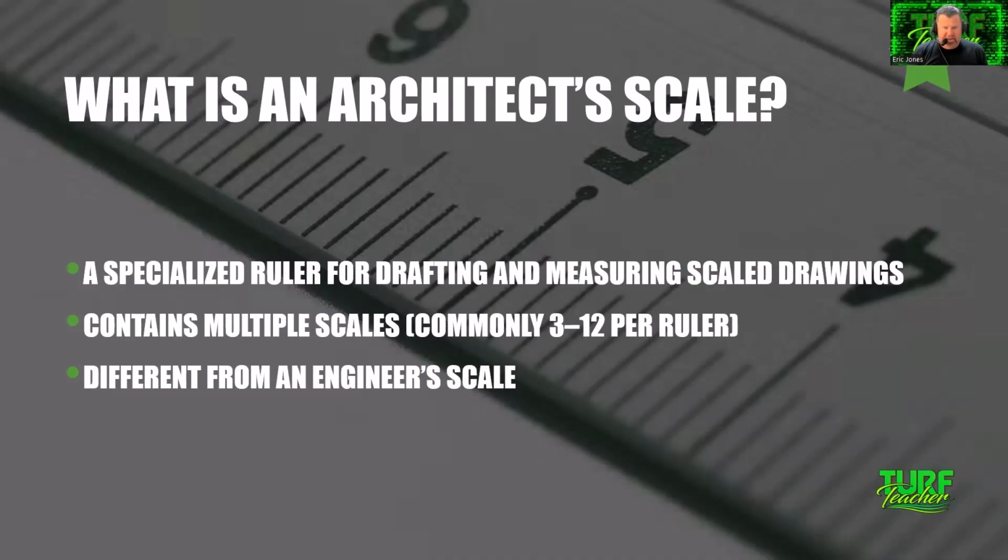And so what is an architect scale? It is a specialized ruler for drafting and measuring scaled drawings. It contains multiple scales, commonly 3 to 12 per ruler. It is different from an engineer scale. I think the architect scale is a little bit harder to use because on the engineer scale, we could actually count each and every tick to represent a foot. With the architect scale, you're saying, hey, 1/4 inch equals a foot, 1/2 inch equals a foot, 1/8 of an inch equals a foot, 3/32 of an inch equals a foot.